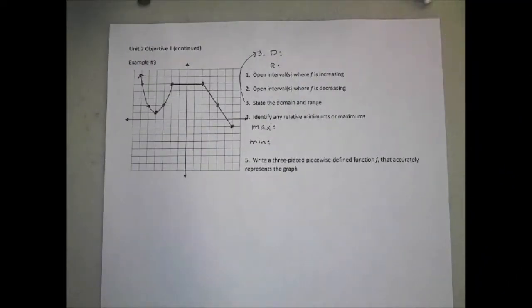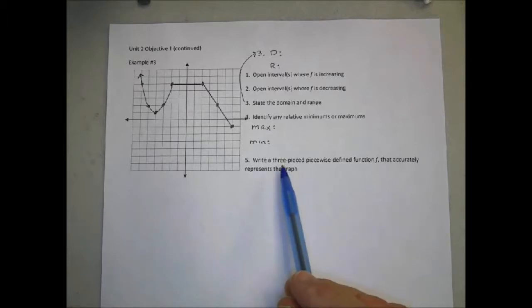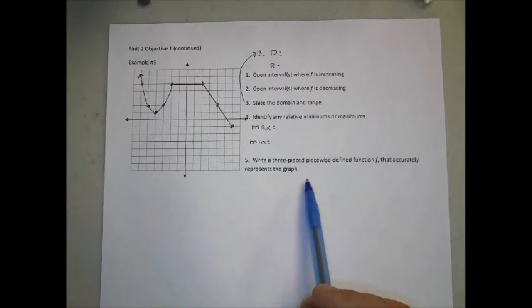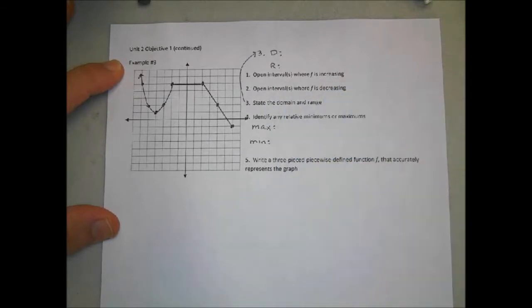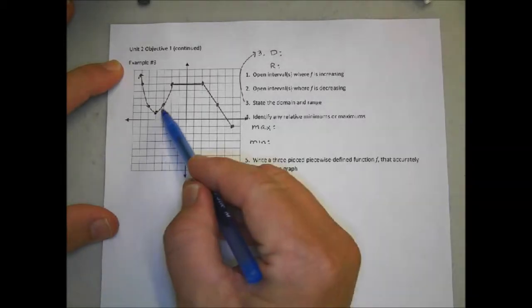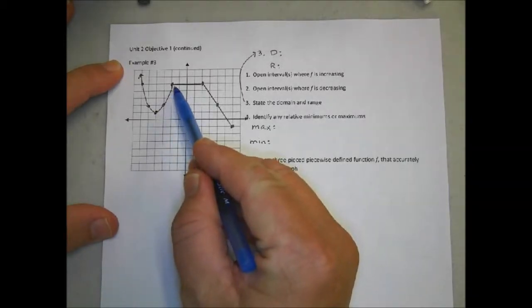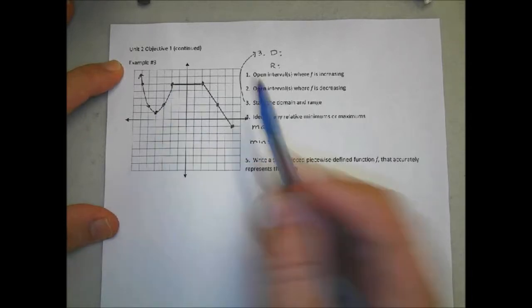The third and final example for objective 1, another piecewise function. It's in 3 parts. We're going to analyze the same things we've analyzed before, but we're also going to add the last problem, problem number 5, that we're actually going to write the 3 pieces of the function. So, first of all, problem number 1, the open interval where f is increasing. Here's an increasing part right here, and there are no other increasing parts. So from -4 to -2.